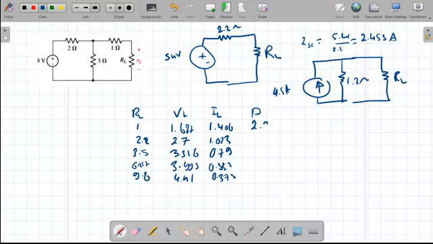So the power will just be the multiplication of the current and voltage. So 2.373, 2.7621, 2.62, 2.125, and 1.654. So we're done with problem number 2. So we go to number 3.